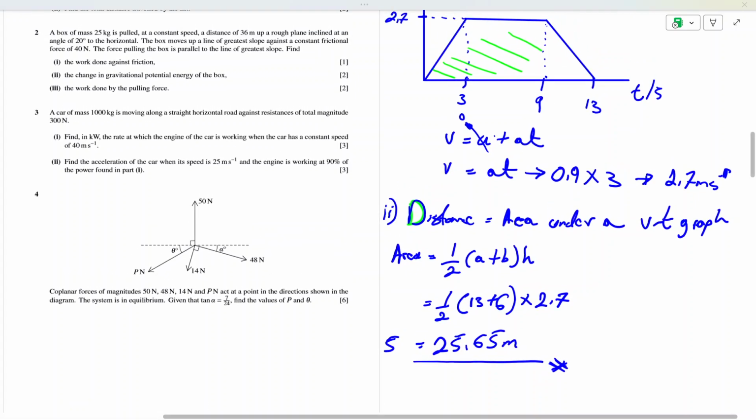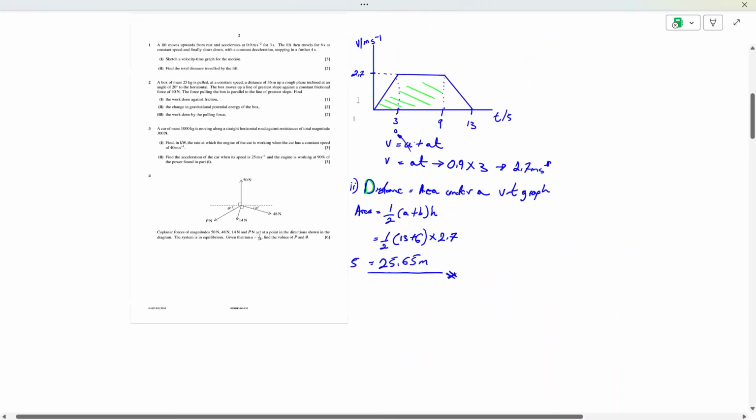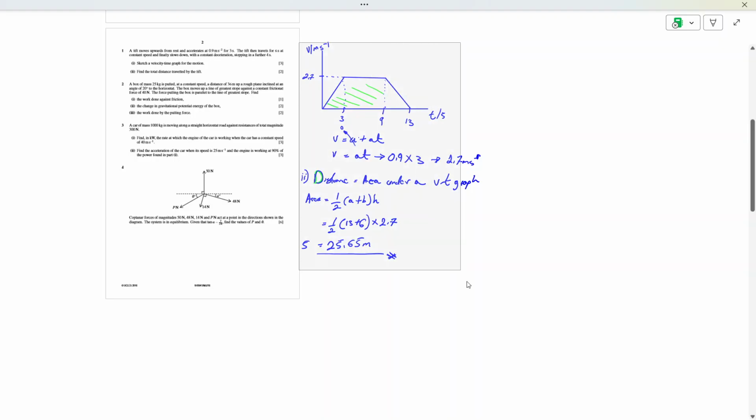Question 2. Just going to make space for question 2.